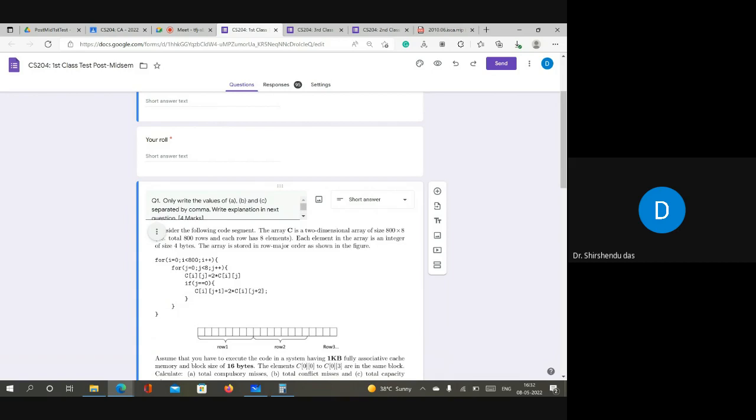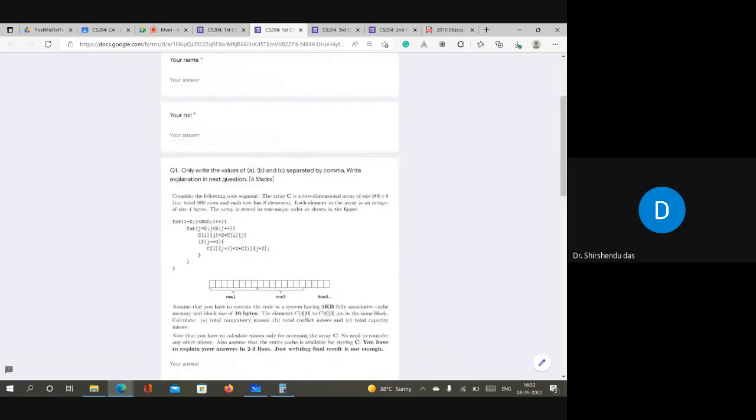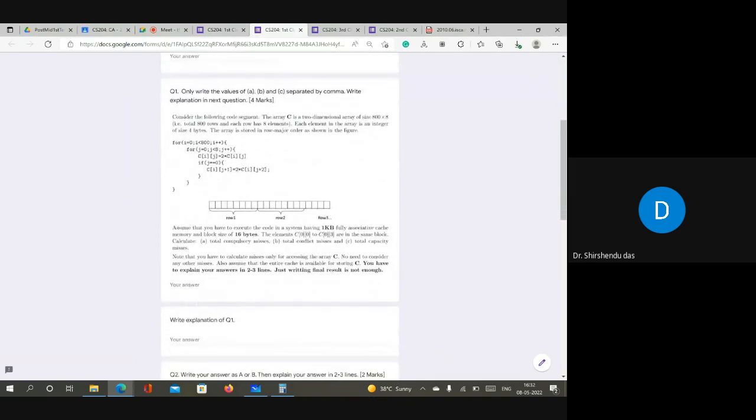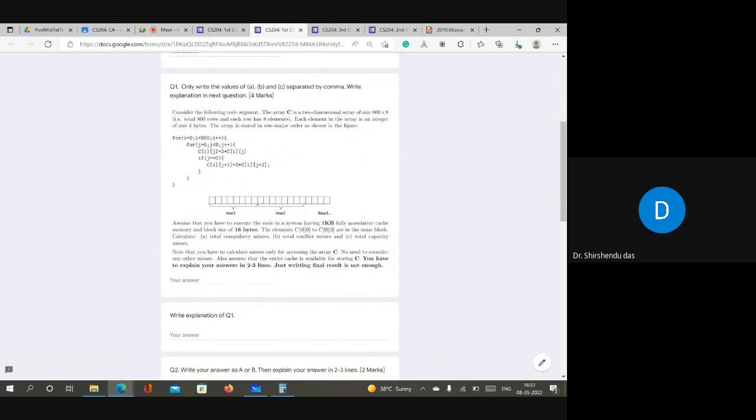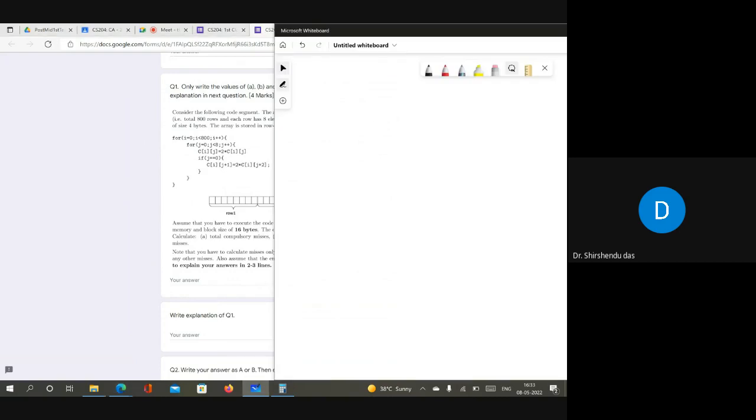So this is the first class test. If I check the questions of the first class test post midsem, this is question number one. This is a very simple question. Here what I asked is, you have an array of 80 cross 80. This is a 2D array, and you need to fetch all the elements from this array. You can see the program here.